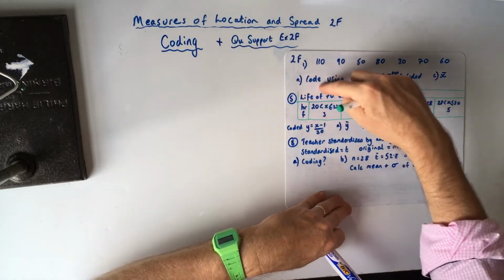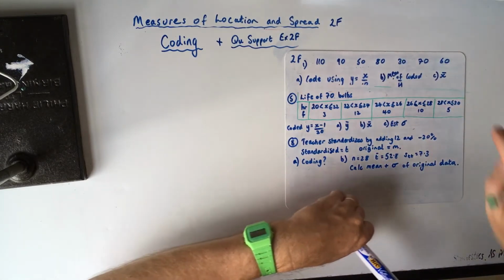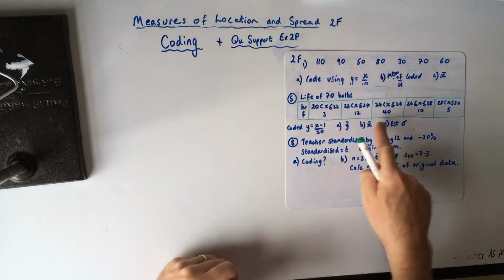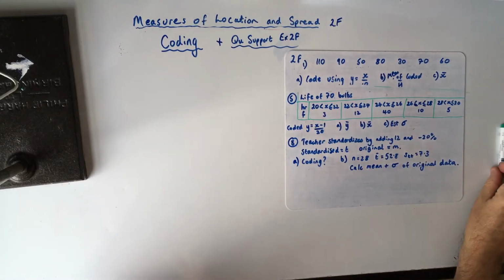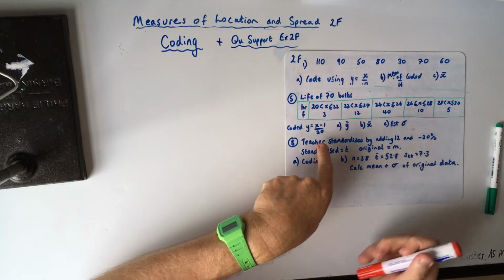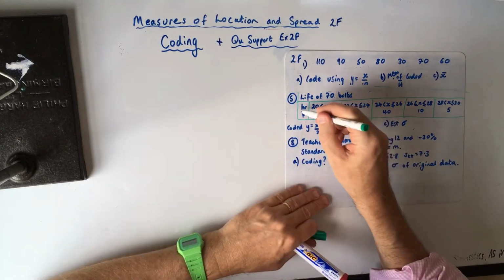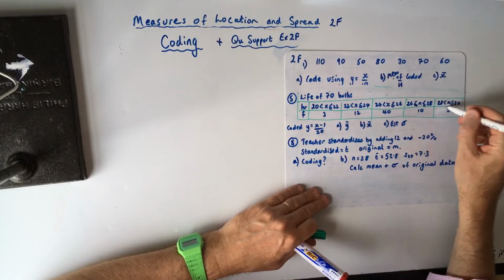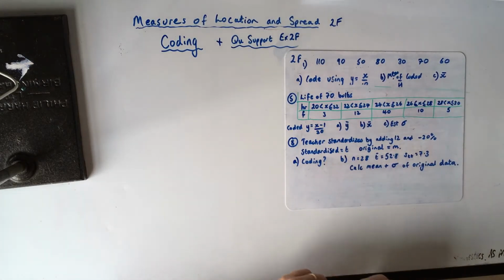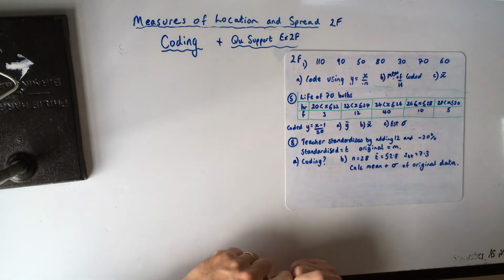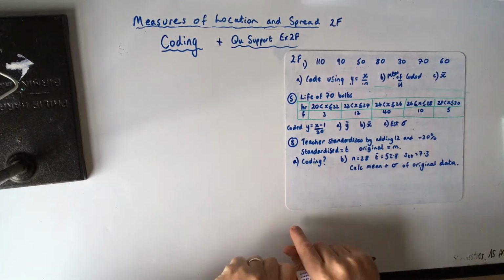Okay, and this is the lifespan of 70 light bulbs in a table, and it says that they're coded using that formula, so take away 1, don't know why, and then divide by 20 to make those numbers smaller to put into your calculator. Okay, so let's do this one then.